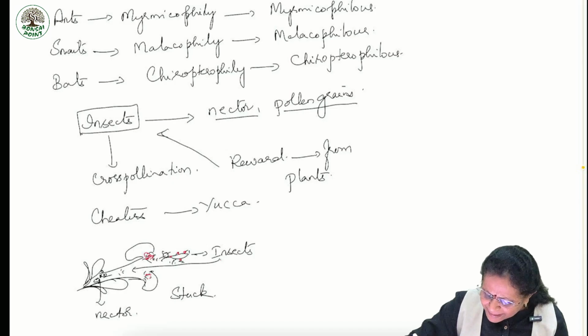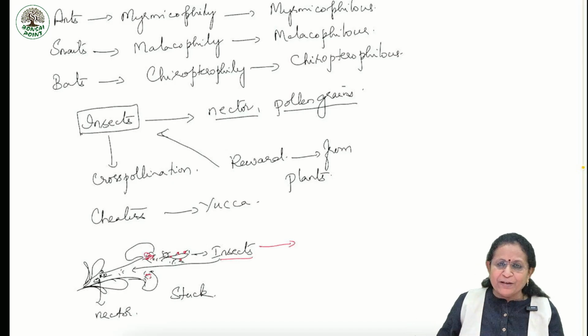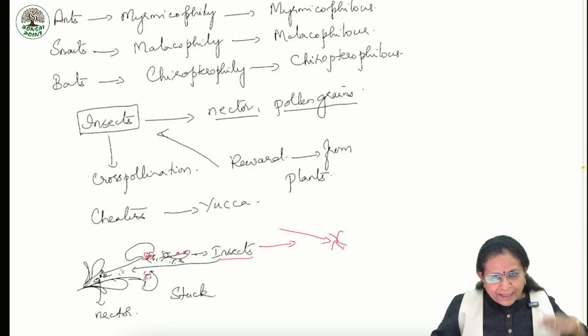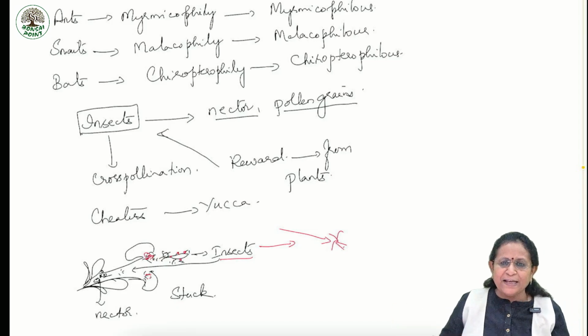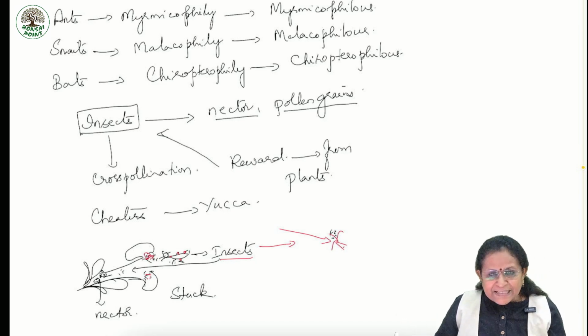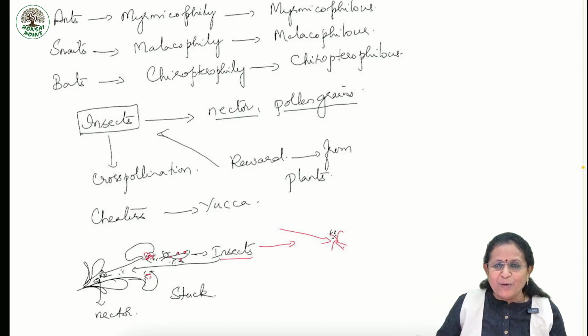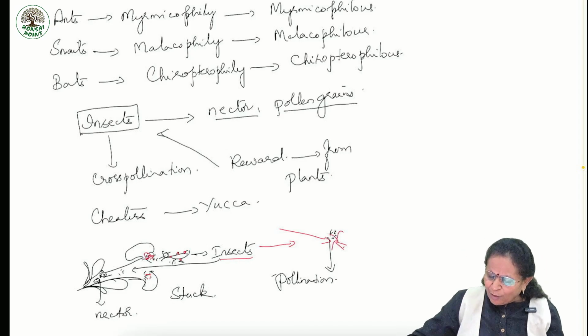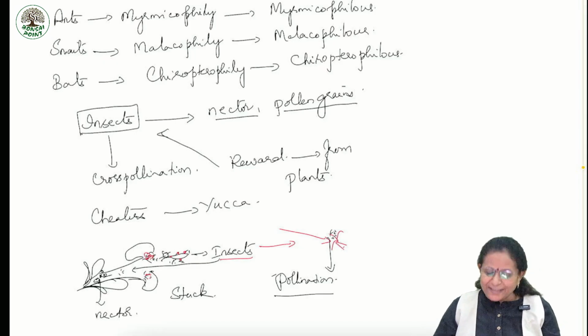Now, if the same insect visits another flower and in the same manner goes inside, it may come across the stigma, wherein it rubs the stigma and goes inside. In that case, the pollen grains present on the body of the insect get stuck to the stigma of another flower on a different plant. But if it is of the same species, it brings about cross-pollination. This is how cross-pollination occurs, and all this is only a matter of chance.